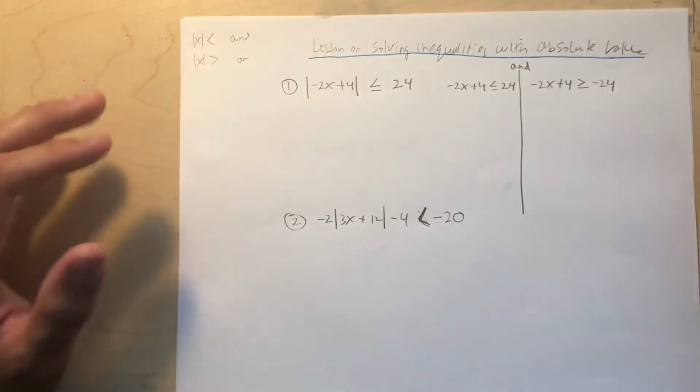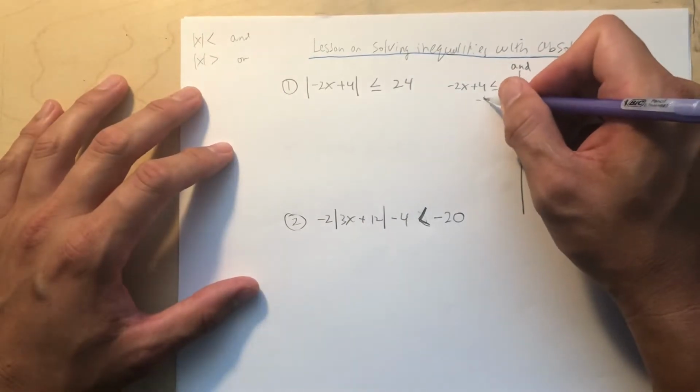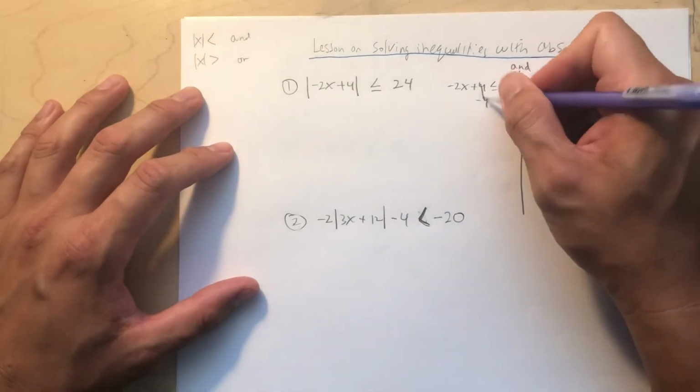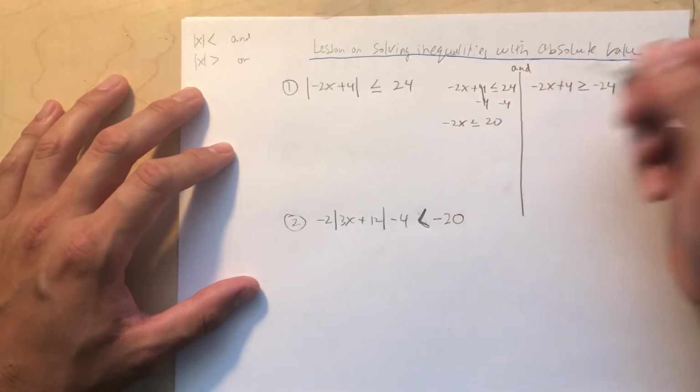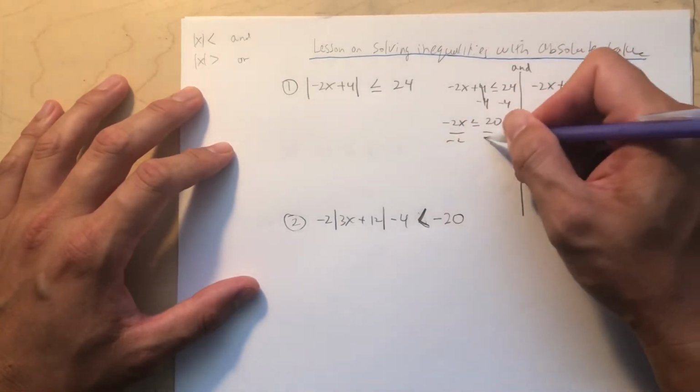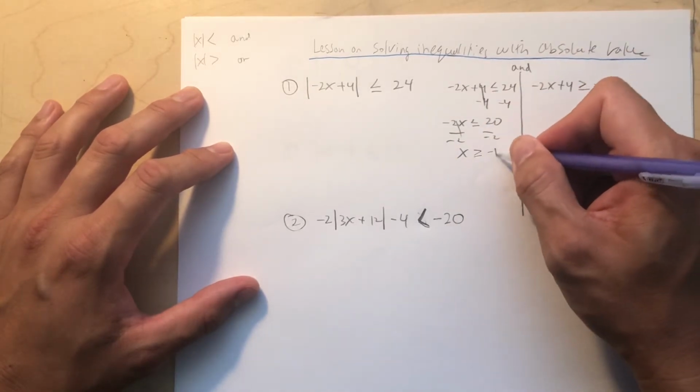All right, now let's go ahead and solve. Again, I'll explain that to you later on because you have two possible answers, okay? Subtract 4 from both sides. Negative 2x is less than or equal to 20. Divide by negative 2. This sign will be flipped, to be greater than or equal to negative 10.